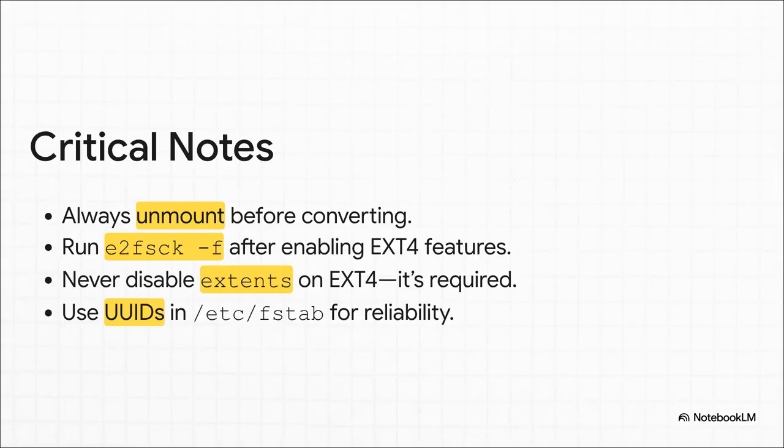And these are the golden rules. Seriously, think of this as your pre-flight checklist. Always unmount before you do anything. Always run that e2fsck after an ext4 conversion. Never, ever touch the extents feature on an active ext4 file system. And pro tip, use UUIDs in your fstab file. Following these will save you from some massive headaches, trust me.